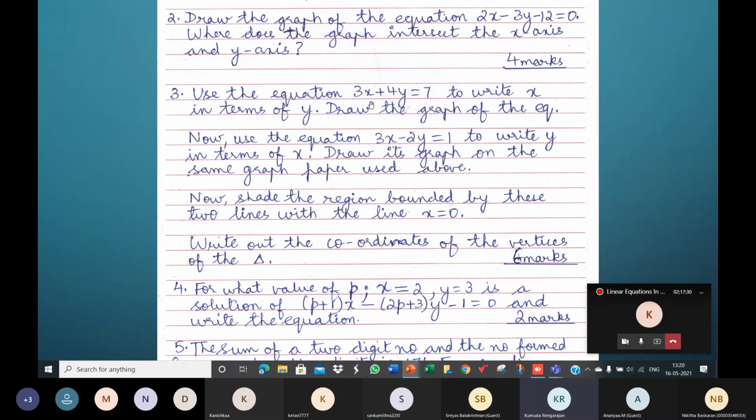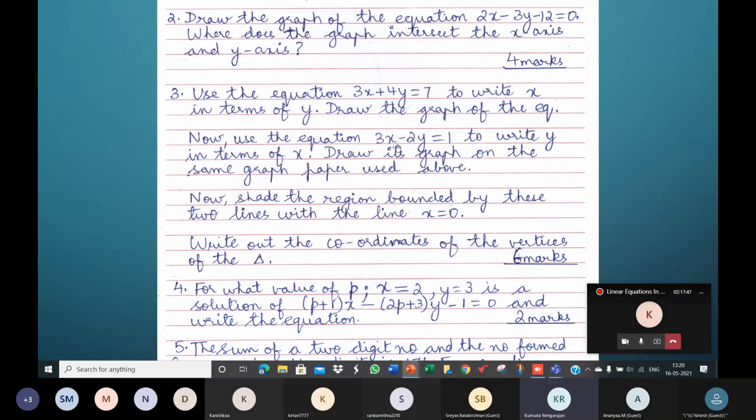Use this equation to write x in terms of y. That's the first thing. Write x in terms of y. Then draw the graph of the equation. You should draw the graph of this equation.